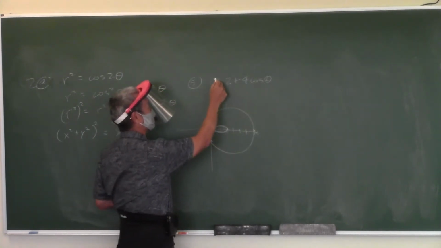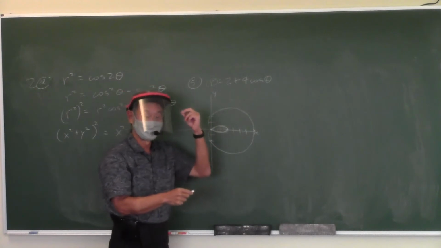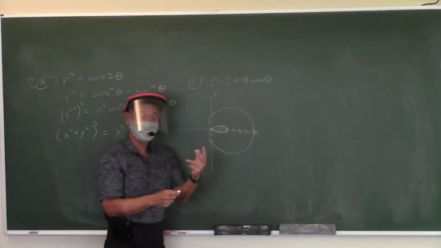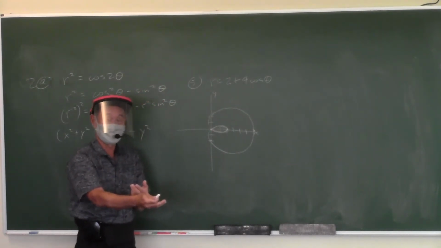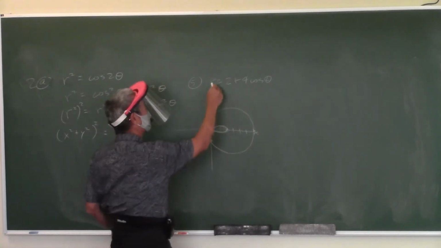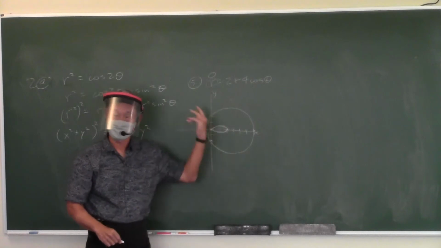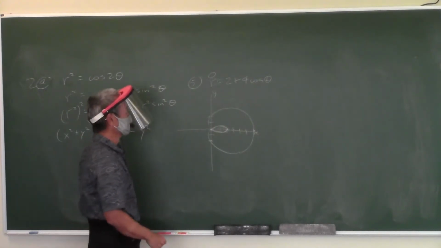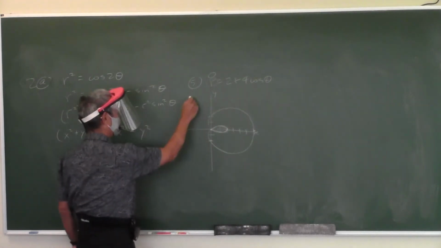In other words, when is r 0? Because r tells you how far you are from the origin, right? So I want to know when you are 0 units from the origin. So all you have to do is plug in 0 for r and solve it. That's what you do. Now, can you solve this?